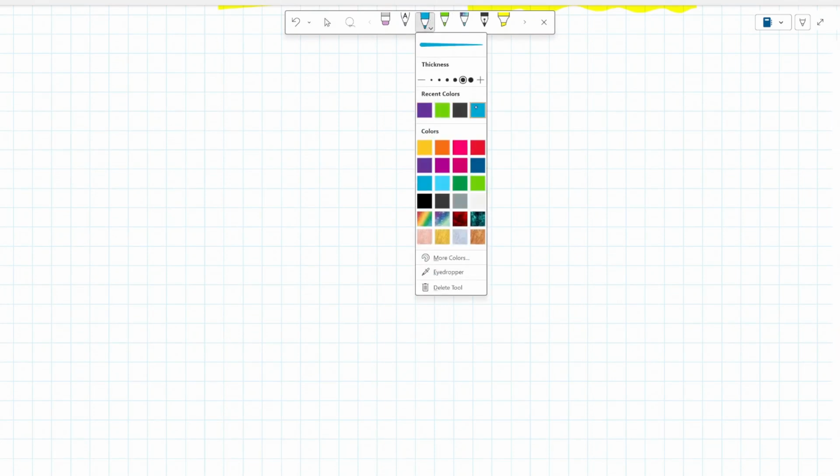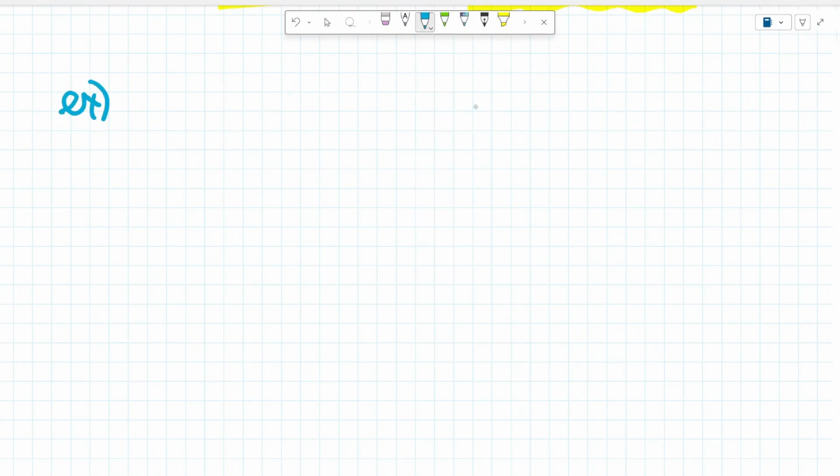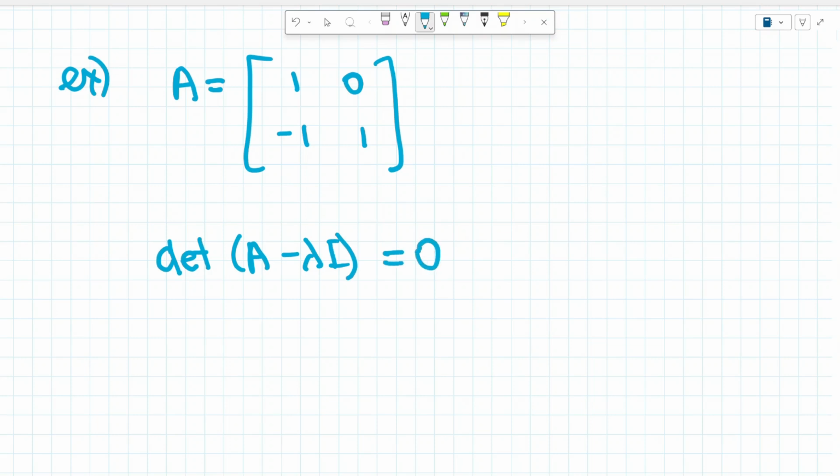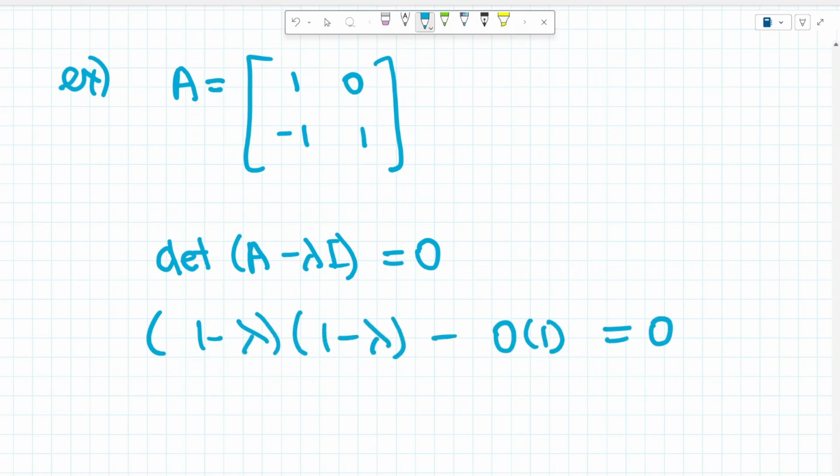So if we look at an example, I showed how to solve this in detail in a previous video, but for the sake of understanding defective eigenvalues, consider our matrix A, which equals [1, 0; -1, 1]. To find the characteristic polynomial, we look for the determinant of A minus lambda I, and set that equal to 0. Here we get (1 minus lambda) times (1 minus lambda) minus 0 times 1 equals 0.